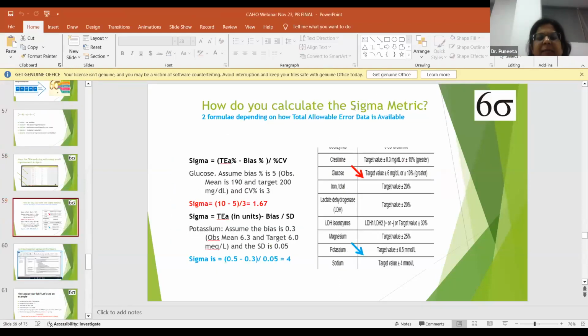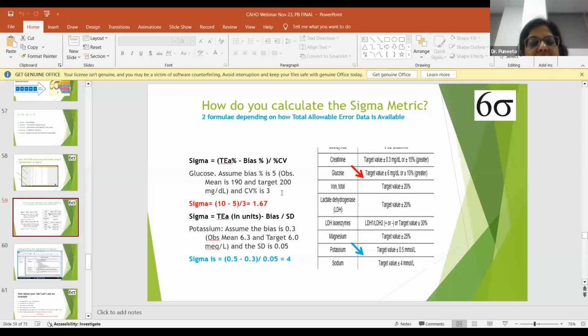This is the sigma calculation. Here, we're looking at the total error which is given for glucose. 10% is your total allowable error. In the first example, we have taken total error in percentage. Now, the observed mean was 190 and the target is 200. So the difference is 10 divided by 200, right? So the bias is coming to 5%.